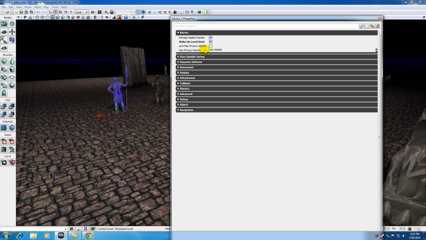Now wake on level start, I don't even remember if I talked to you guys about this in the last tutorial, but your KActor pretty much has two states, awake and sleeping. When it's awake, it means its physics are active, it can move around, bounce and stuff. Whenever it's asleep, it's frozen, it's just stuck there.